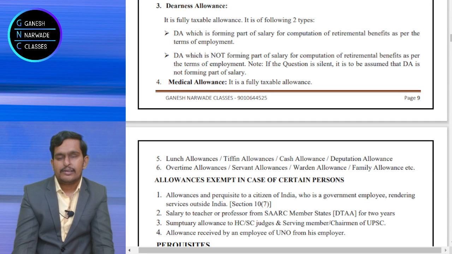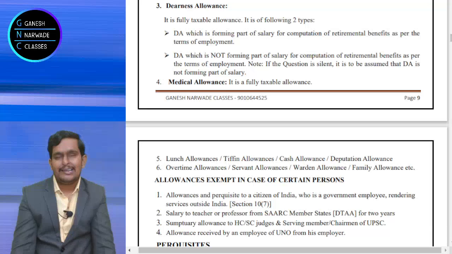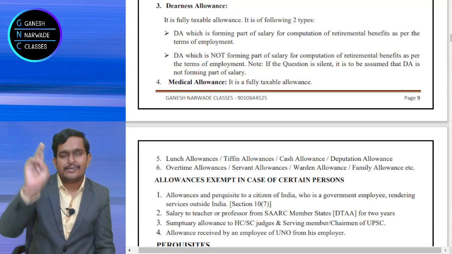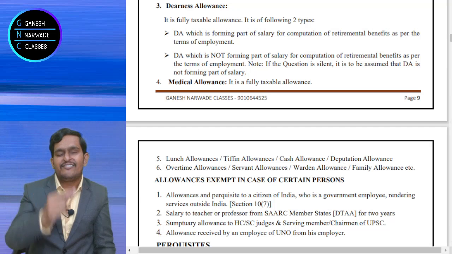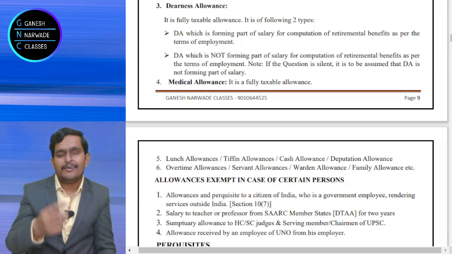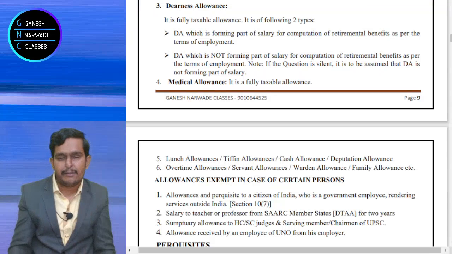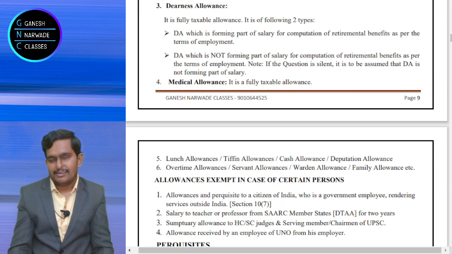Suppose in the question you get some allowance. If it is given under section 10 subsection 14a, 14b exemptions, then calculate accordingly. If it is exempt, calculate accordingly. But in all other cases, it is a fully taxable allowance. So, the fully taxable allowances we discussed: city compensatory allowance, dearness allowance, entertainment allowance, medical allowance, tiffin, lunch, dinner allowance, servant allowance, proctor allowance, marriage allowance, family allowance, overtime allowance, cash allowance, warden allowance. These are all fully taxable allowances. Remember with me. It should be memorized.